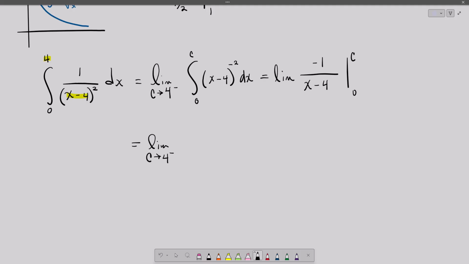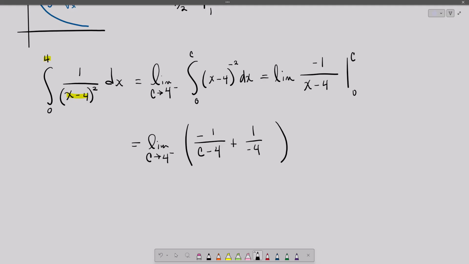So we plug in our c. We get negative 1 over c minus 4. Minus a minus is plus. And then we're plugging in 0. So we have 1 over negative 4. Okay?